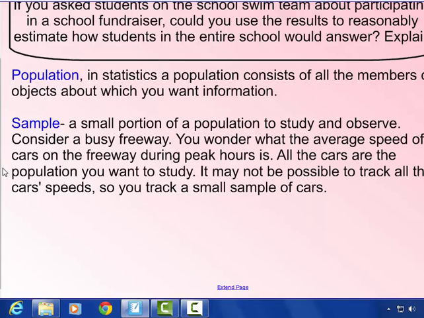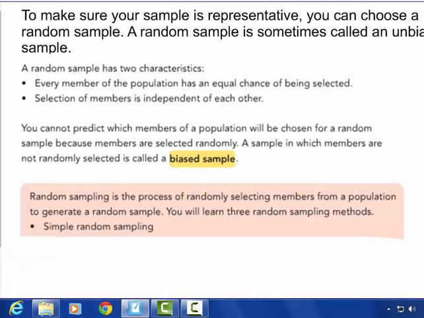As we saw, if you only ask people that live in Alaska, that's not all Americans possible. And it must be an accurate representation of the larger population. To make sure your sample is representative, you can choose a random sample. Random is the key term here. It's sometimes called an unbiased sample. So every member of the population has to have an equal chance of being selected, and they are independent of each other. If you pick a population where members are not randomly selected, then it could be biased.